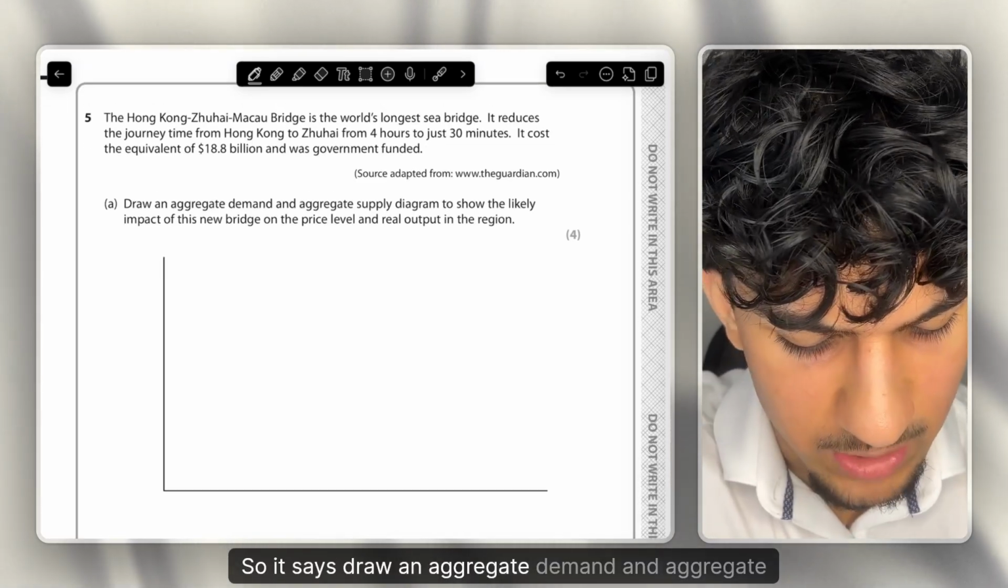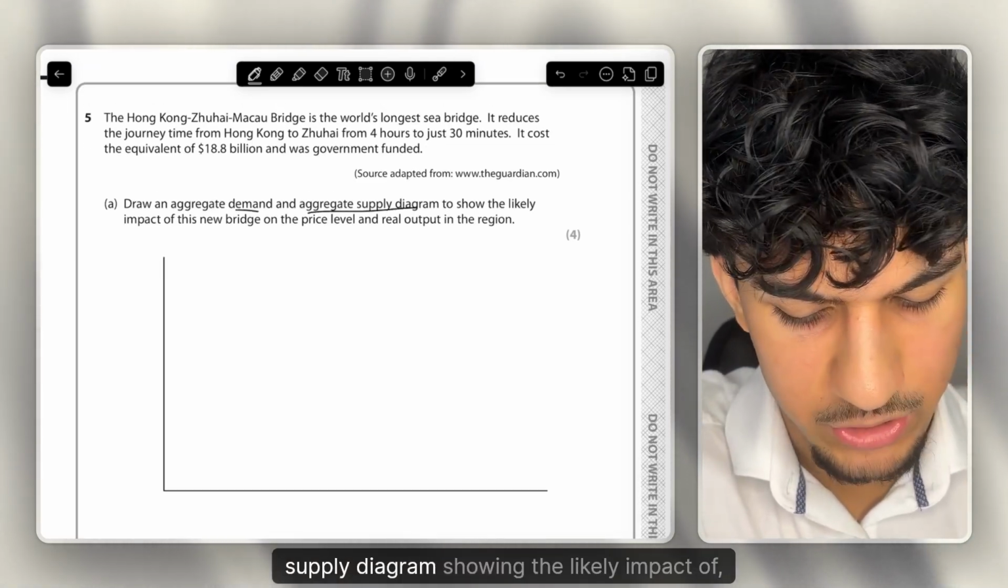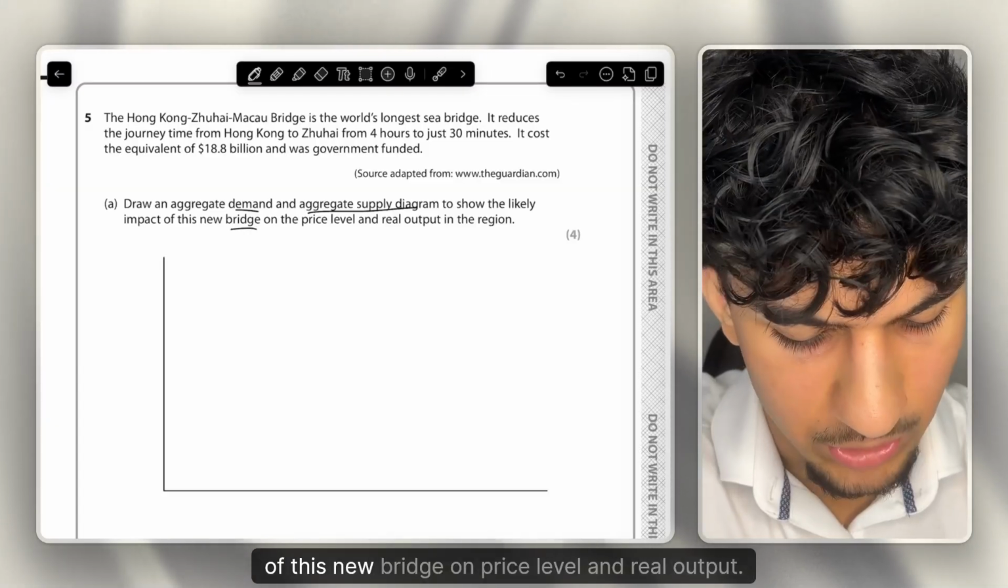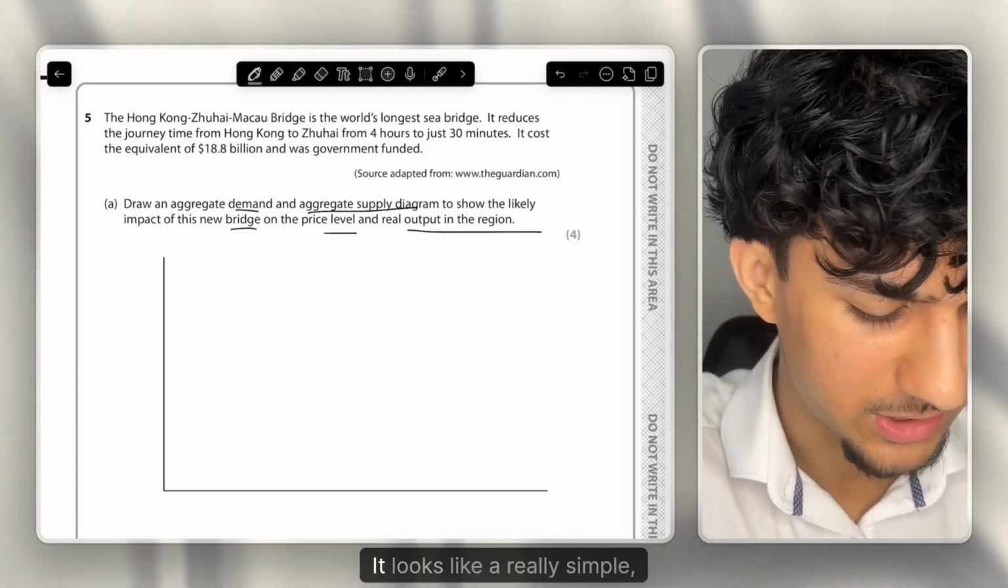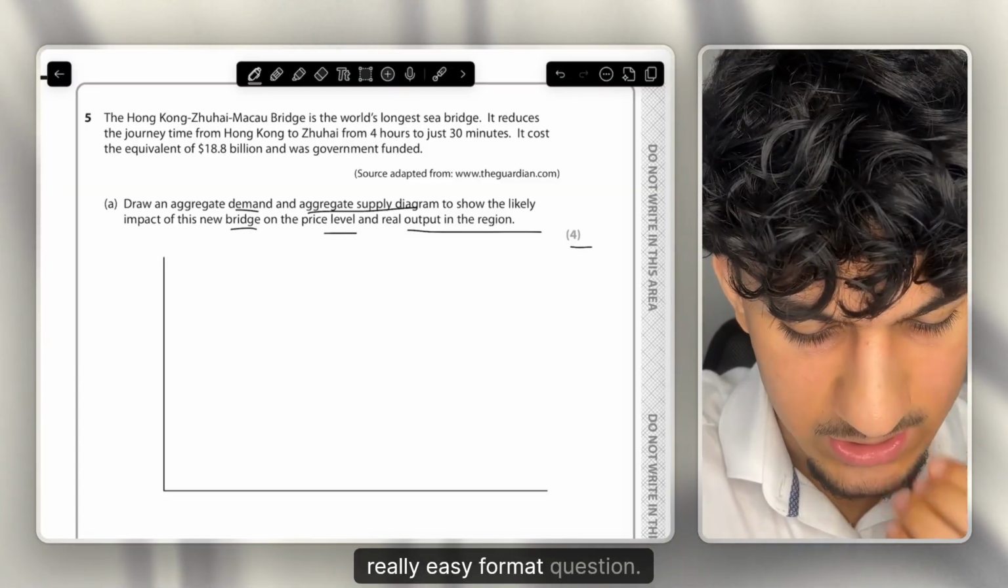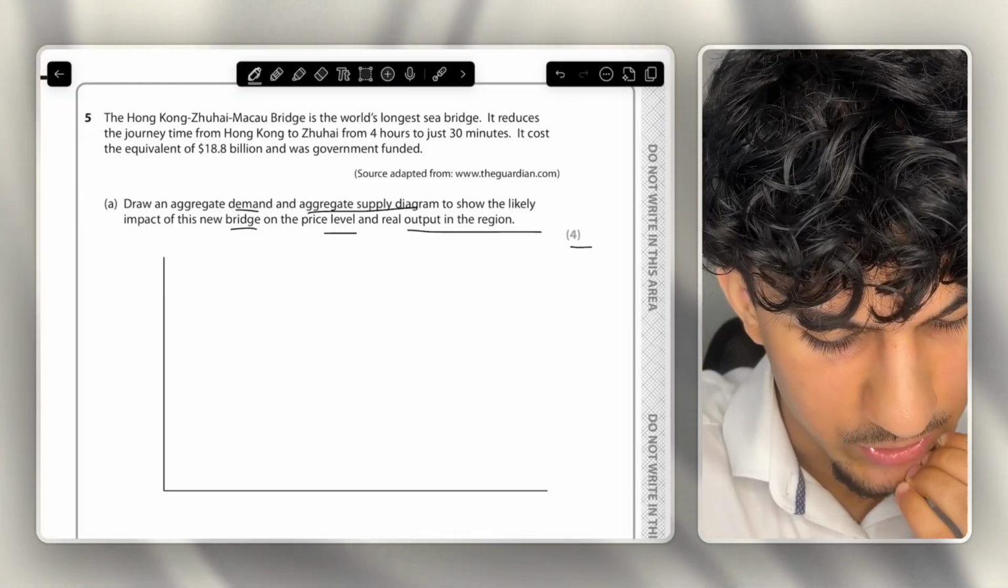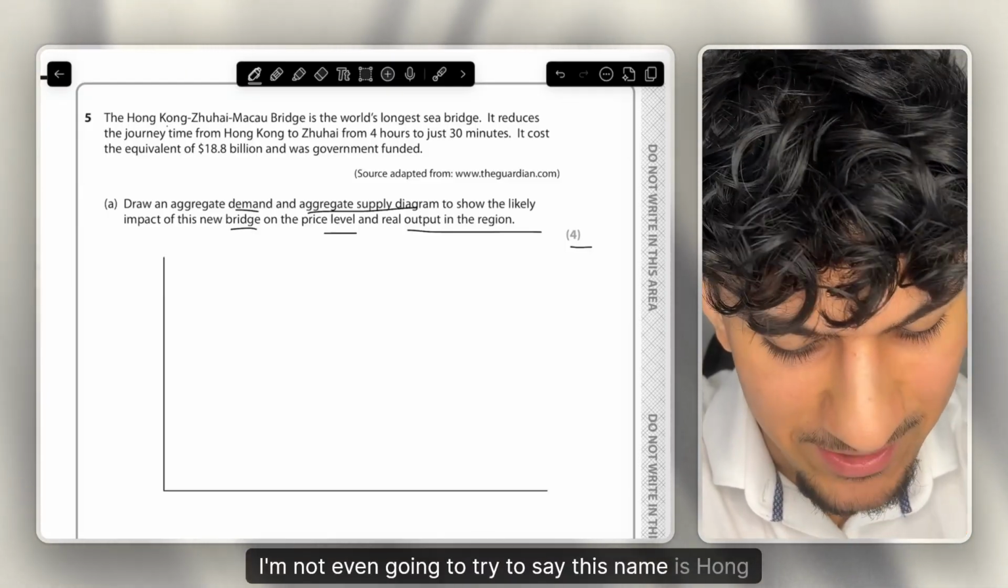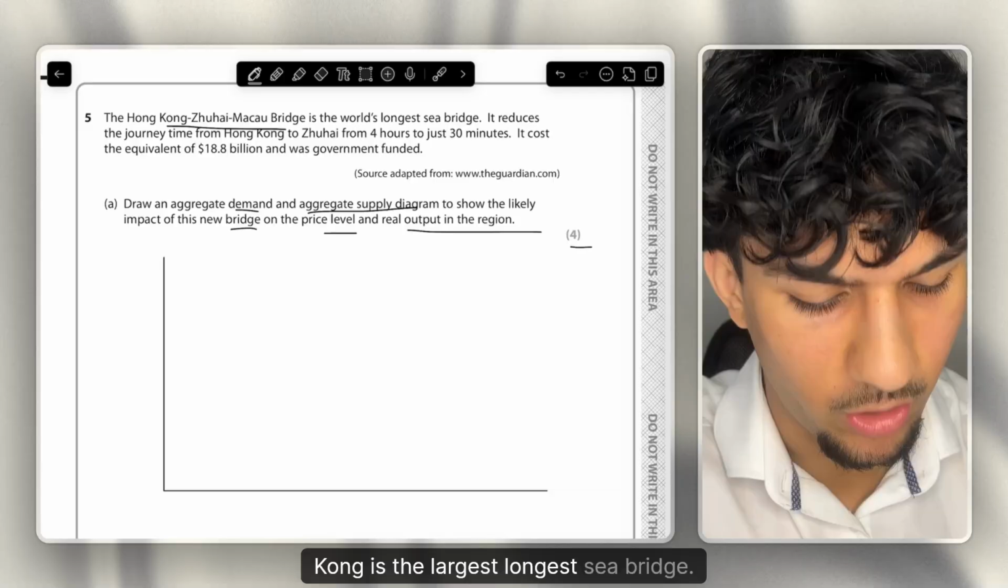So this is: draw an aggregate demand and aggregate supply diagram showing the likely impact of this new bridge on price level and real output. It looks like a really simple, really easy 4-mark question, but let's see what is happening to the bridge. So I'm not even going to try to say this name. This Hong Kong bridge is the longest sea bridge.